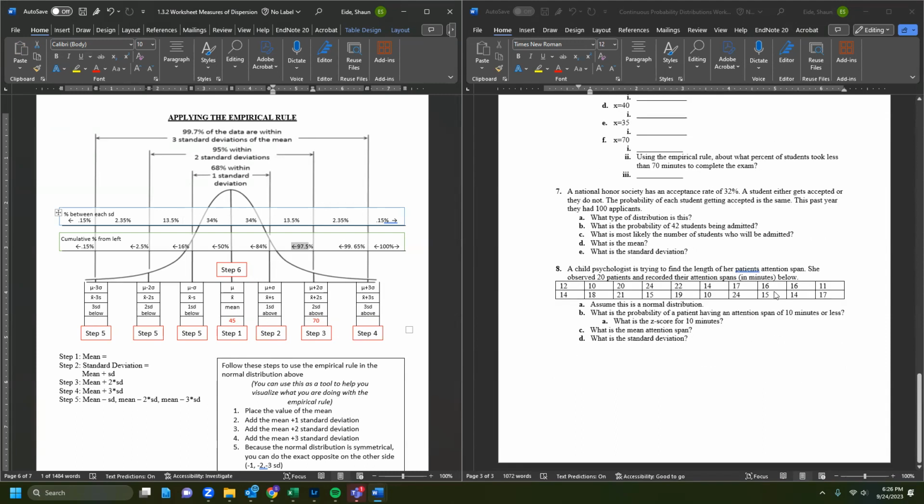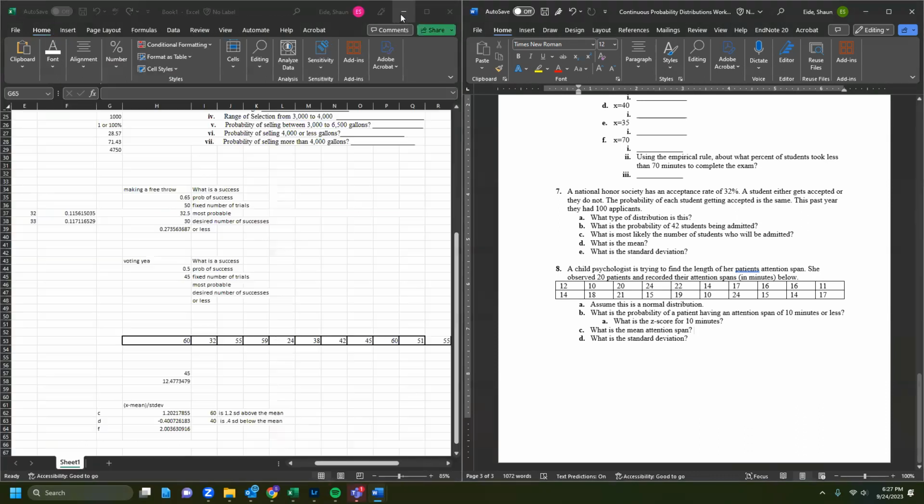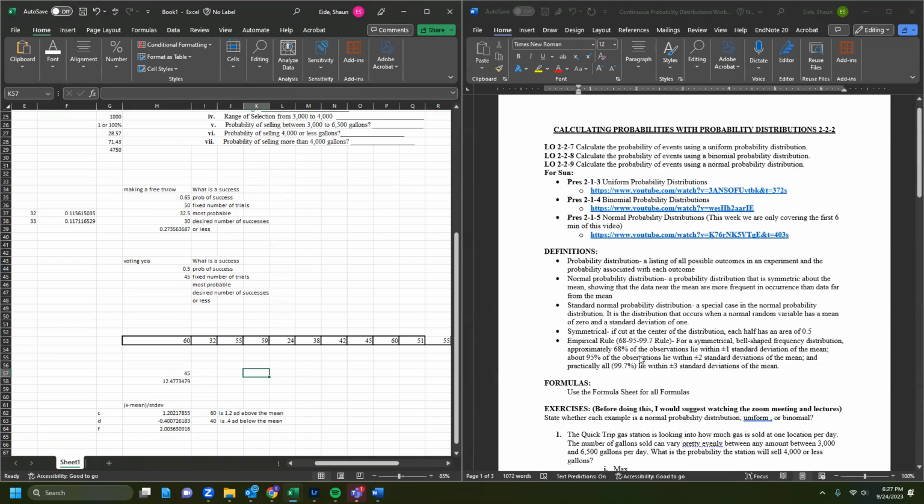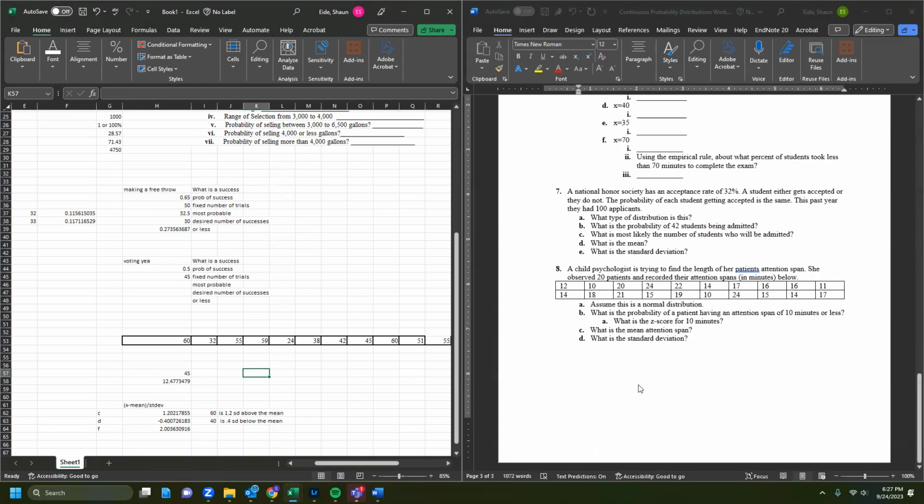So yeah, you guys can do number seven by yourself. And then, yeah, so what is the z-score for 10 minutes? Once again, z-score, all that means is, what is this value right here? The number of standard deviations away something is from the mean. So there is the video for just going over this. I gave you guys pretty much an example of everything on this worksheet. But you guys can do the other ones.